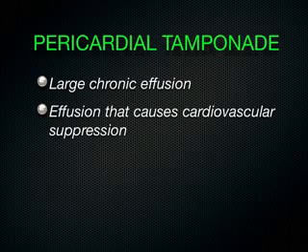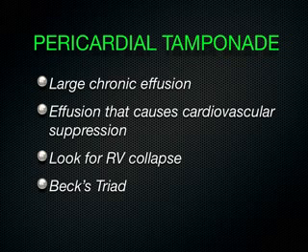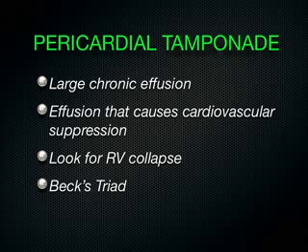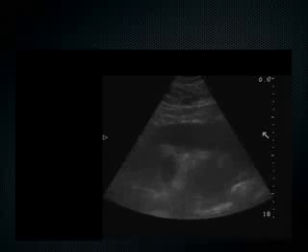So with tamponade, you can have a large chronic effusion. Again, you're looking for RV collapse. There's something called Beck's triad. Anybody remember what Beck's triad is? Hypotension, muffled heart tones, and JVD, that's present less than 1/3 of the time in full-blown tamponade. And so the physical exam findings, again, you've got to worry about not being that accurate, and you want to look with ultrasound to rule in or rule out a pericardial tamponade.